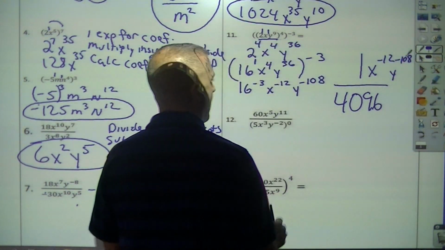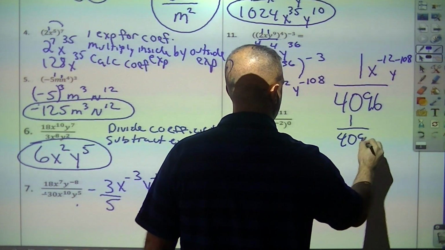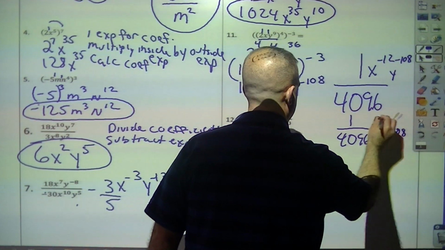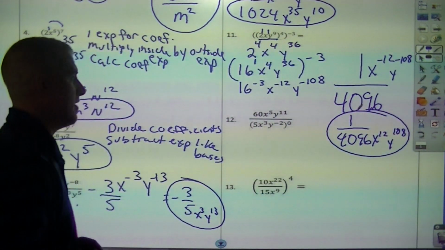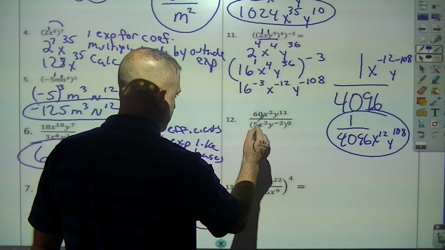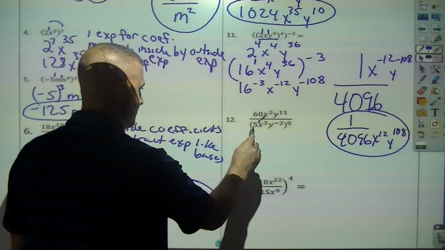Once again, my rule states that those have to come down next to the 4096 and become positive exponents. So that would be my final answer. On number 12, what I'm going to want to do is handle this part first. I got to put a 1 right there for the power.